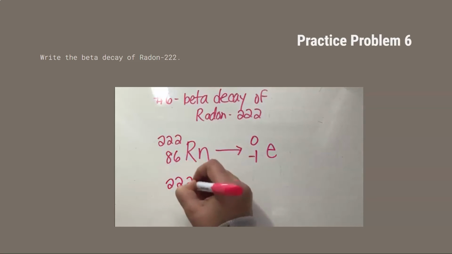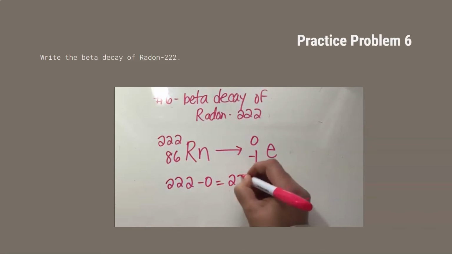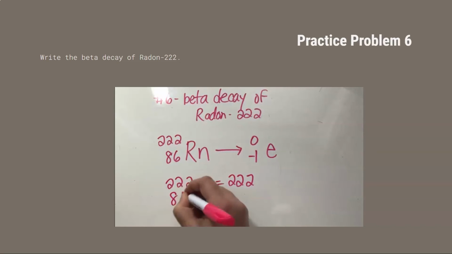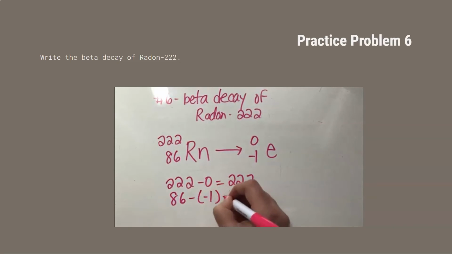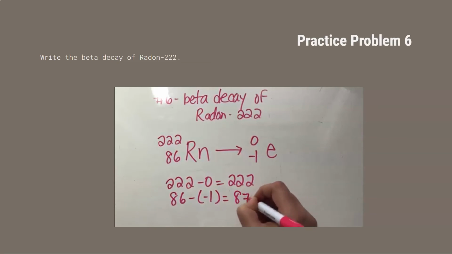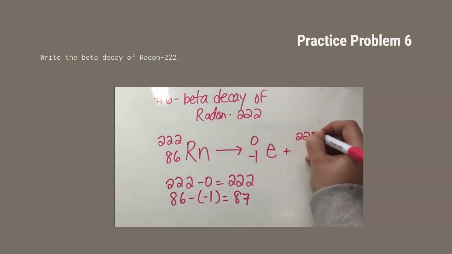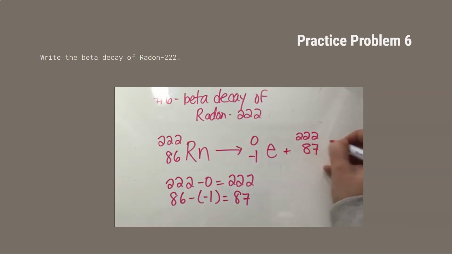We're going to take 222, subtract 0, which leaves us with 222. So we're going to have the same mass, but this time 86 minus a -1 is going to end up with an 87. So even though our masses are the same, this makes it a different element. 87 on the periodic table is francium.